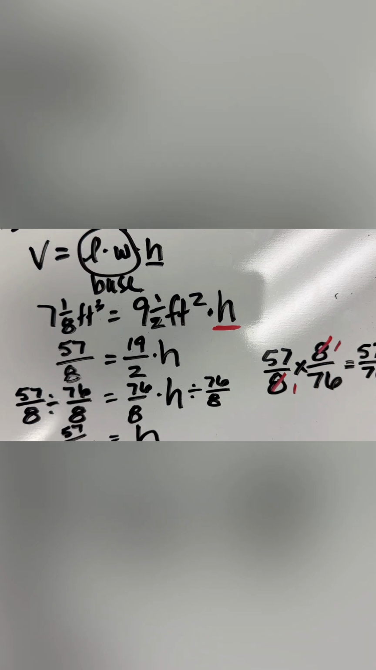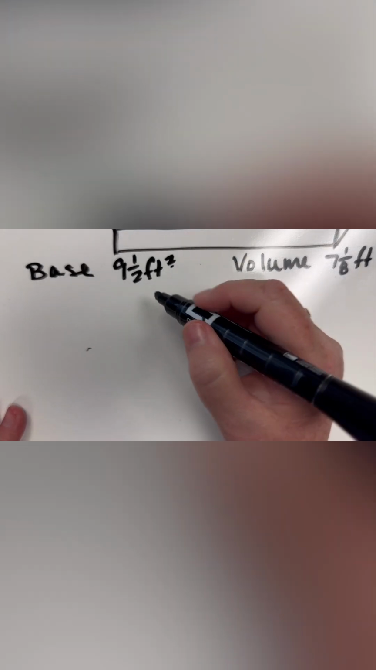So h will actually equal 3/4. Can you see that? Yeah. Okay, so make sure you have that all copied down. And then I'm going to show you one other way that we could do it as an equation. So this is example 1. Okay, same problem, but we're going to write the formula a little bit different.